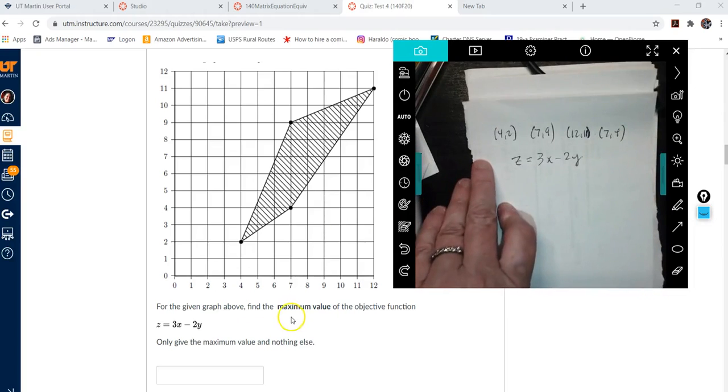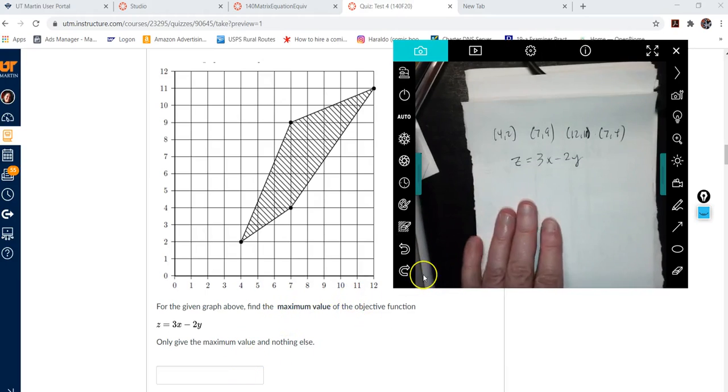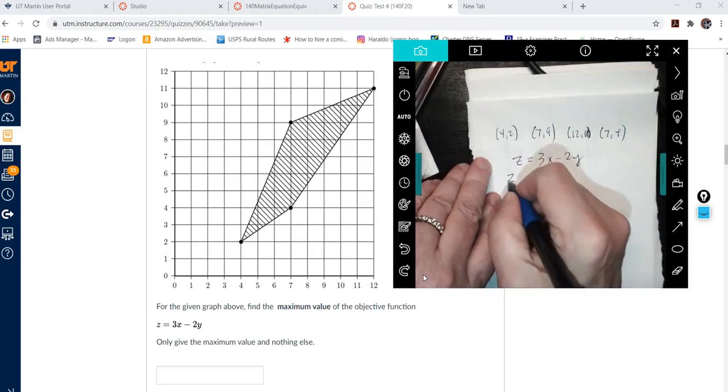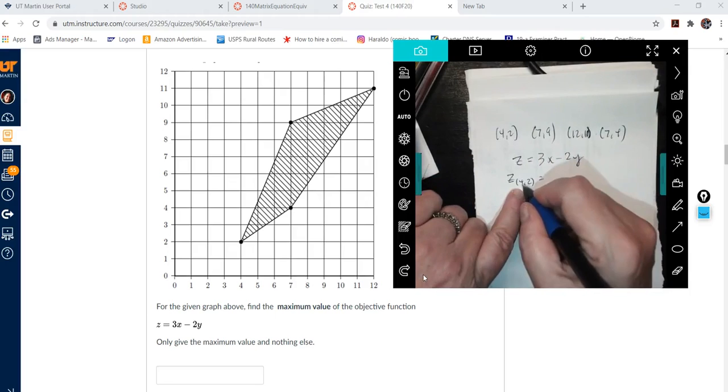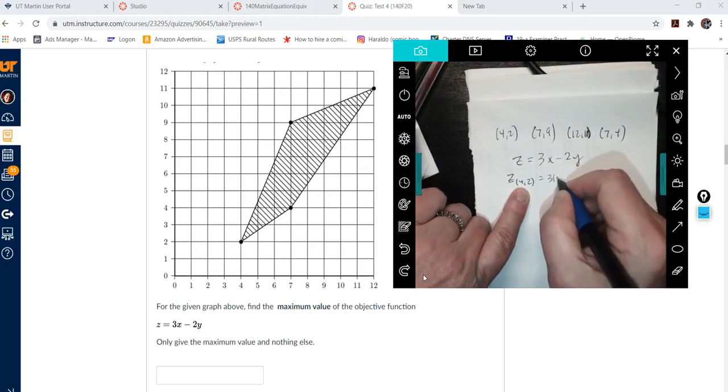Now, what are you asked for? You are asked for the maximum value. It said that in bold letters, and then right here it said only give the maximum value and nothing else. I had a lot of people that gave the coordinates, one of the corner points. That is clearly not what was asked for. Okay, so we are looking for the maximum value.